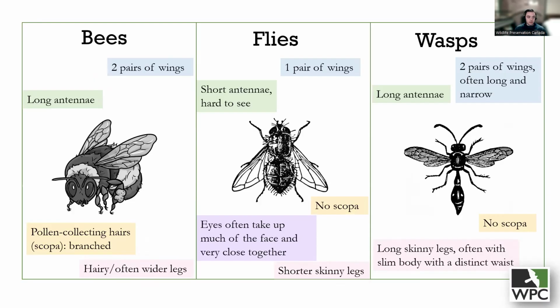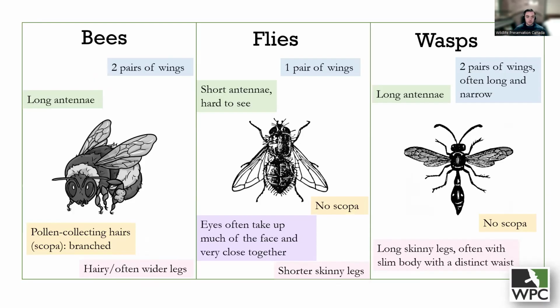They'll have those pollen collecting hairs. In bumblebees, it will be driving pollen into the pollen baskets on their hind leg. But in some other bees, you might see scopa or those pollen collecting hairs on other parts of the bee bodies, like the underside of their bellies, their abdomen. And then also bees are characterized by having hairy and wider legs.